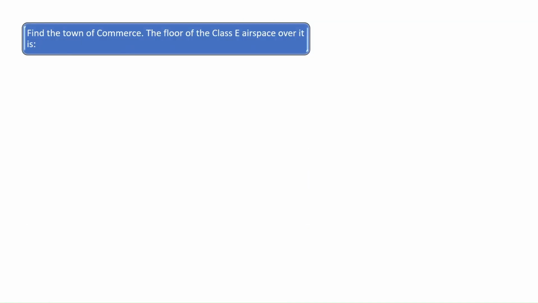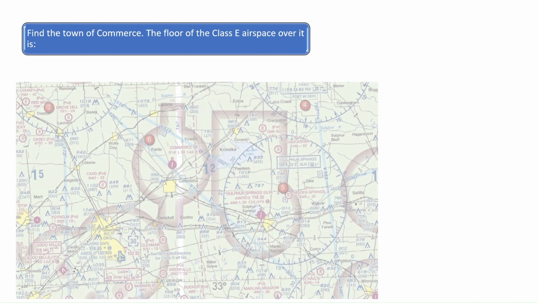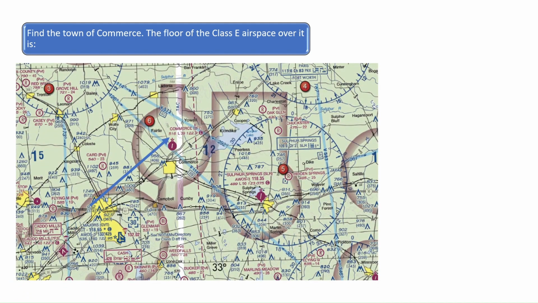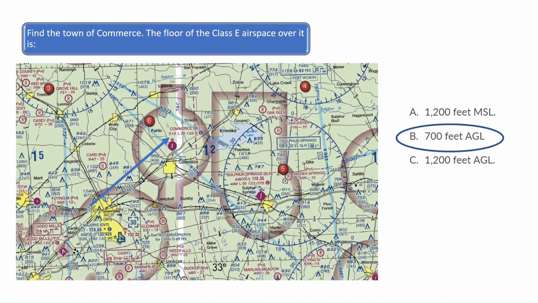Find the town of Commerce. The floor of the Class E airspace over it is. Since the Commerce Airport is inside the shaded circle, the floor of the Class E airspace starts at 700 feet above ground level. The correct answer is B, 700 feet AGL.